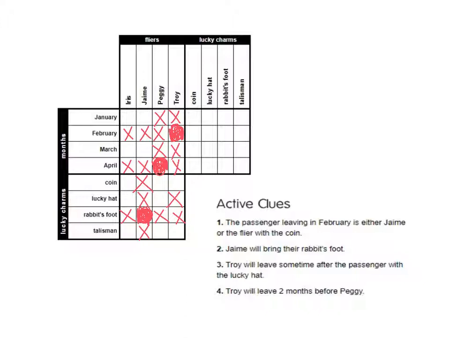When you do that, now you start over. Because they gave me some more information about, now I know about February, so I bet you this clue at number 1 is going to help me. The passenger leaving in February, who we now know is Troy, is either Jamie or the flyer with the coin. Well, Troy is not Jamie, so Troy is the flyer with the coin. So now I've got that. And I can start then, I can X out both directions from the shaded in spot. Okay, keep going here.